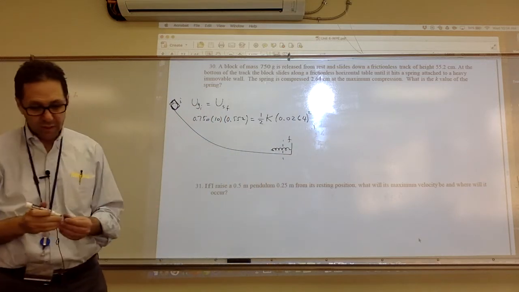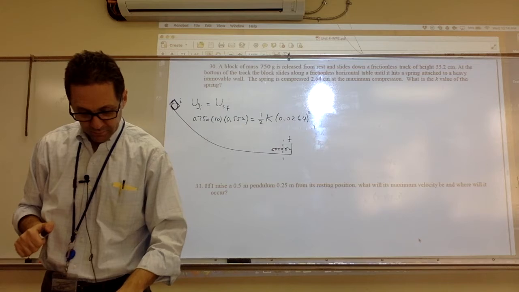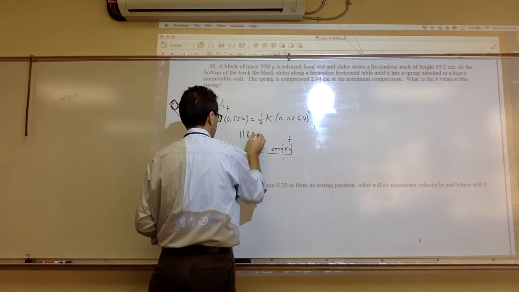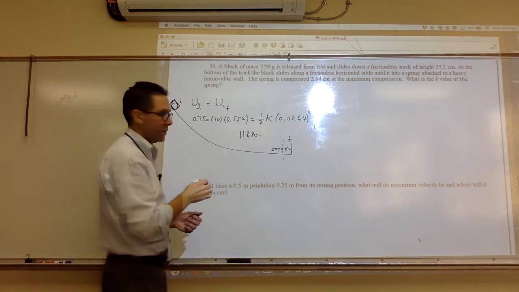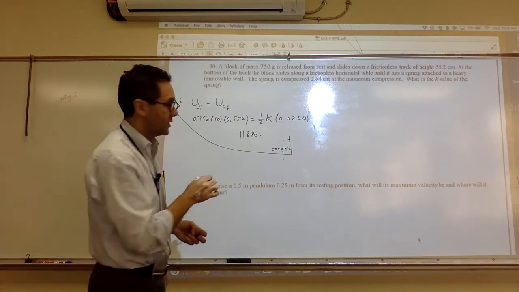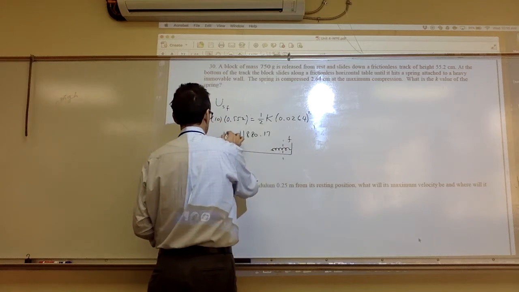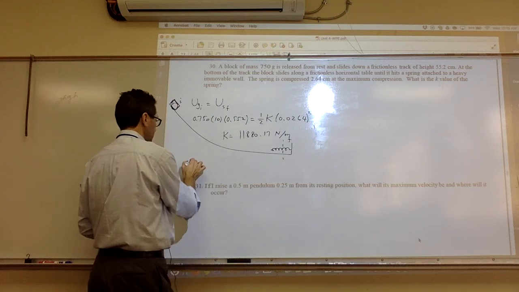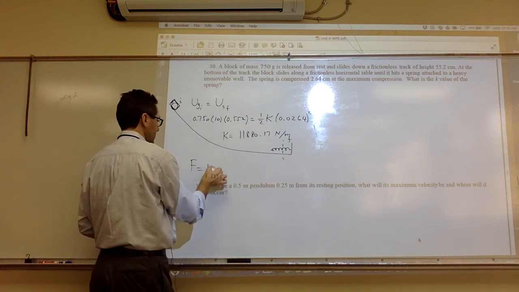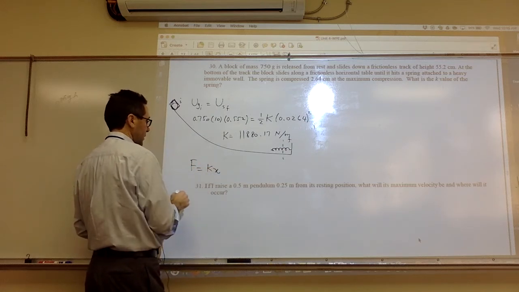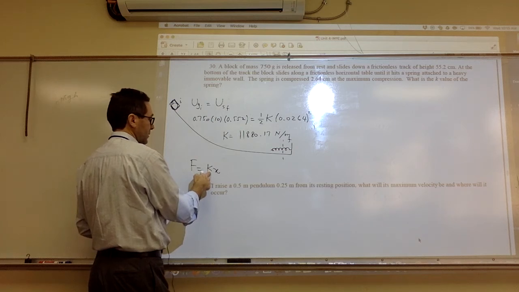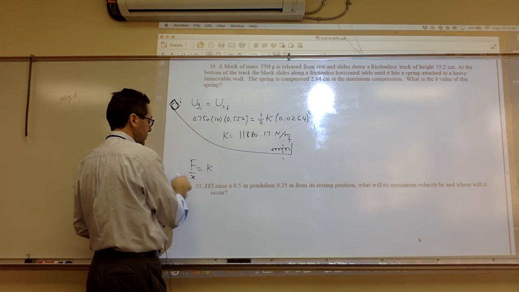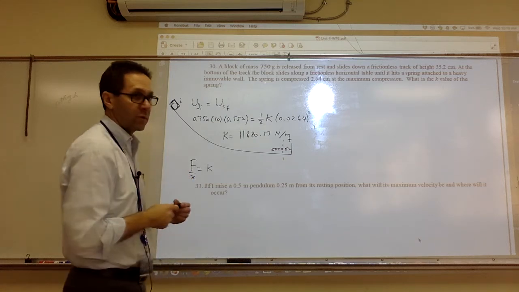So now, if you do the math correctly here, you should get 11,880 point something, 0.17, and the units for k, the spring constant, is newtons per meter. And the reason for that is F equals kx. Okay, don't confuse this k with kinetic energy. So if you want to find the units for anything, you just isolate it. So F is in newtons, x is in meters, so it's got to be newtons per meter.